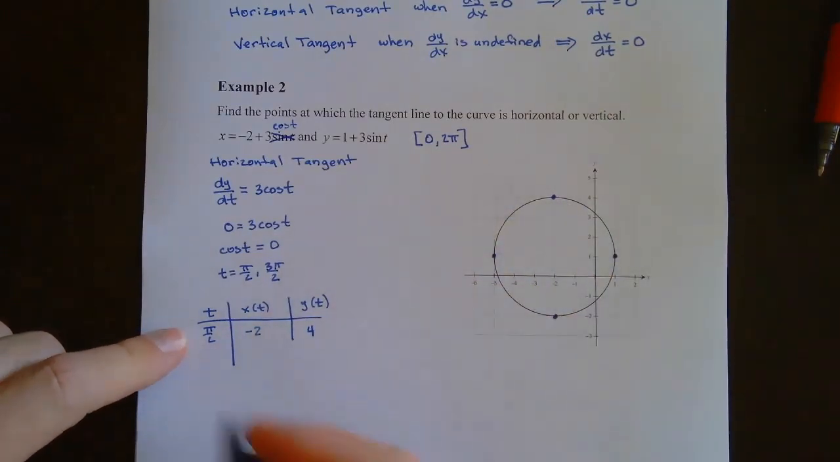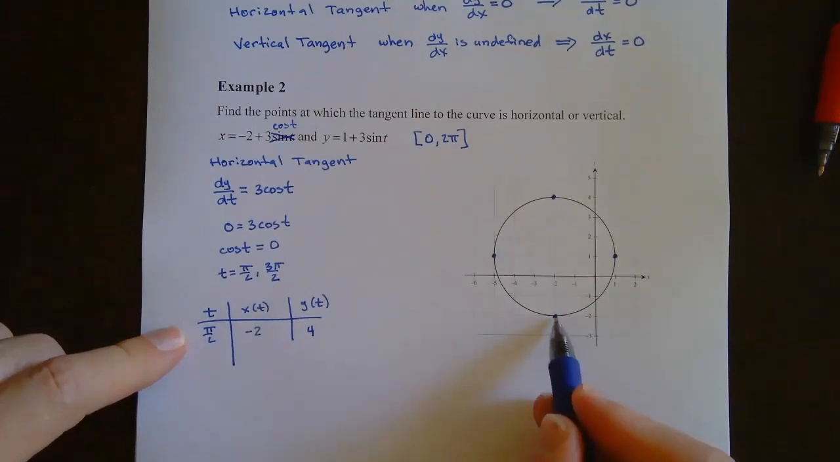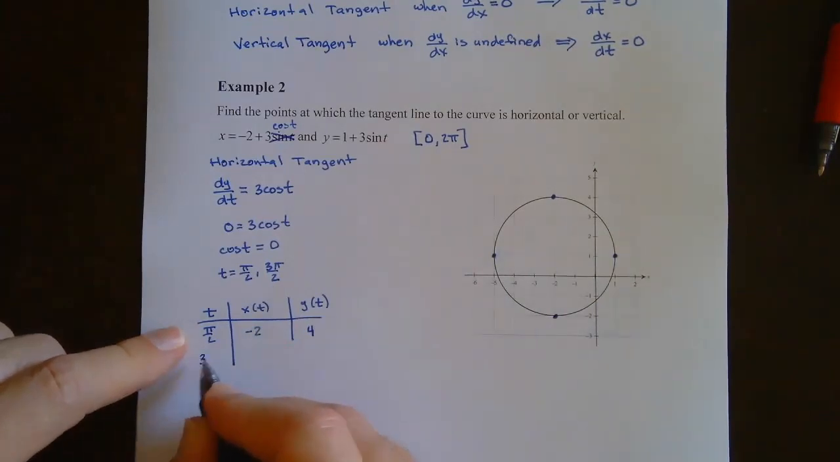So where else is another one? Well, it's at 3 pi over 2. That's going to give us this one down here then, right? It should. It should.